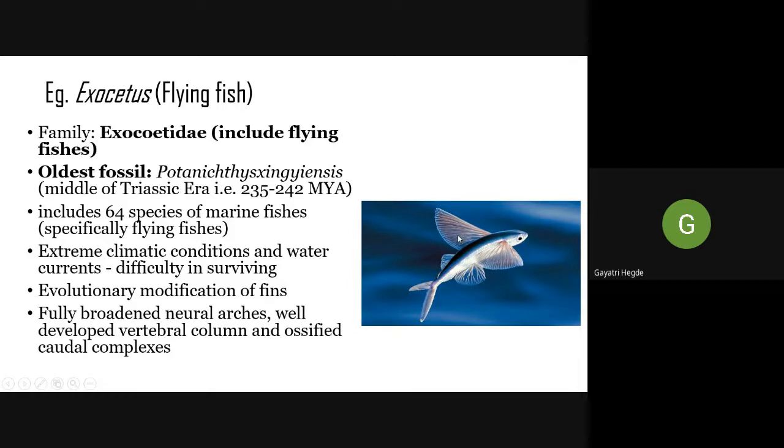Now the fish that we have taken as an example, Exocetus, belongs to the class Osteichthyes, but it belongs to subclass Actinopterygii. Can you see in this fin? You can see rays. The fins are not fleshy.